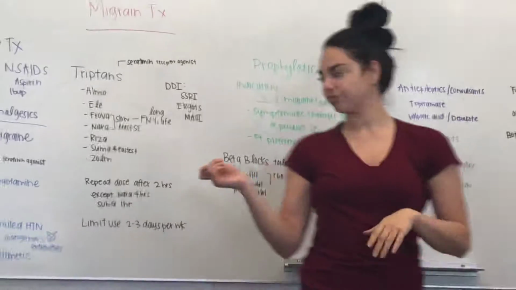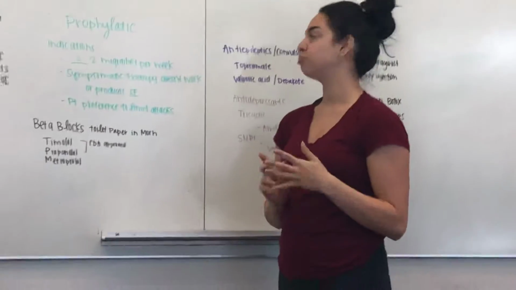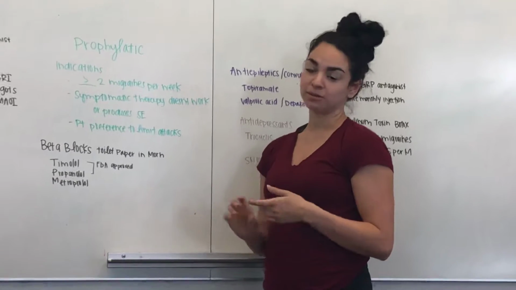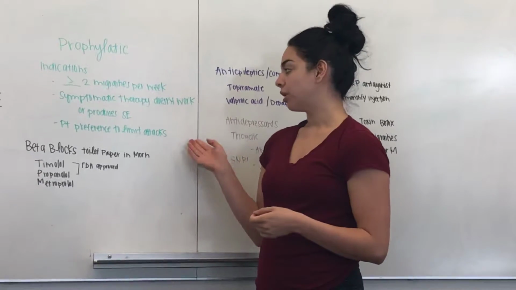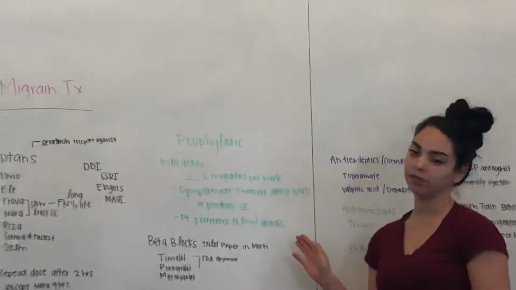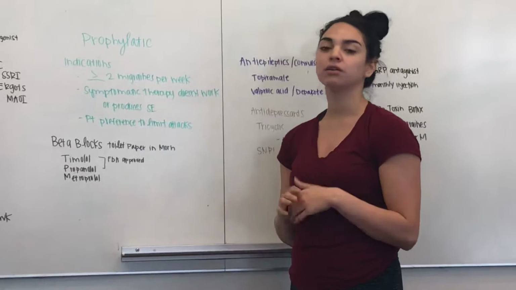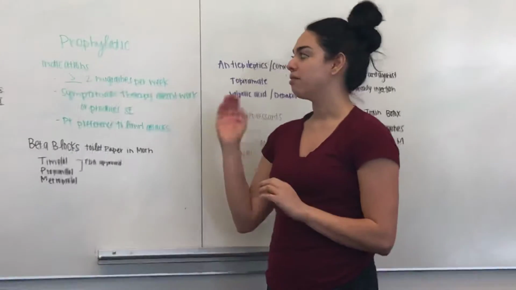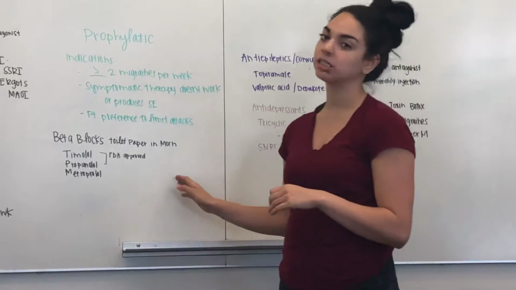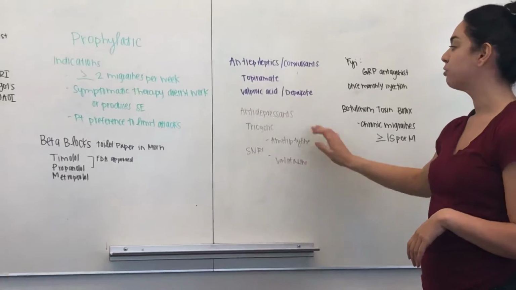The indication is going to be if your patient's having 2 or more migraines per week, or if they're not getting any relief from using symptomatic treatment, or if they have really bad side effects with those options. Another thing will be patient preference to limit that migraine. If your patient comes in and says it's continuous, I really just want to try to get it before it even occurs, then that's when you would consider prophylactic. For prophylactic, we have beta blockers, antiepileptics or anticonvulsants, and then we also have antidepressants.